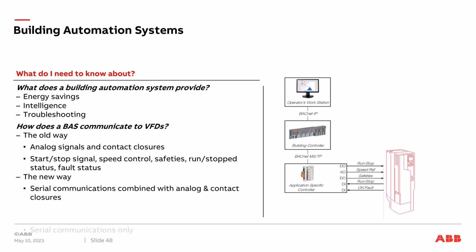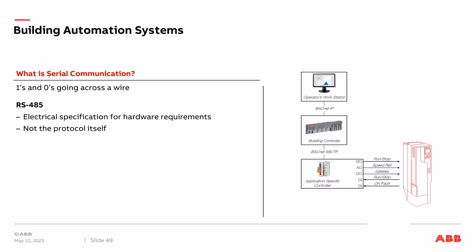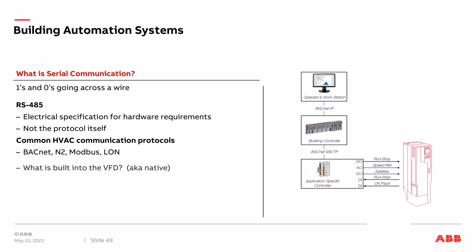The new way is serial communications. They're combined with analog contact closures depending on your systems. Some systems are pure serial communications only. The serial communications tells the drive when to start, stop, run, gives the drive all its permissives, and gives the ability to program the drive remotely and everything else. So when we look at serial communications, it's ones and zeros going across the wire. RS-485 is an electrical specification for hardwire requirements. It's not a protocol, it's just a specification for hardwire requirements. Common HVAC communications include BACnet, N2, Modbus, and LON.